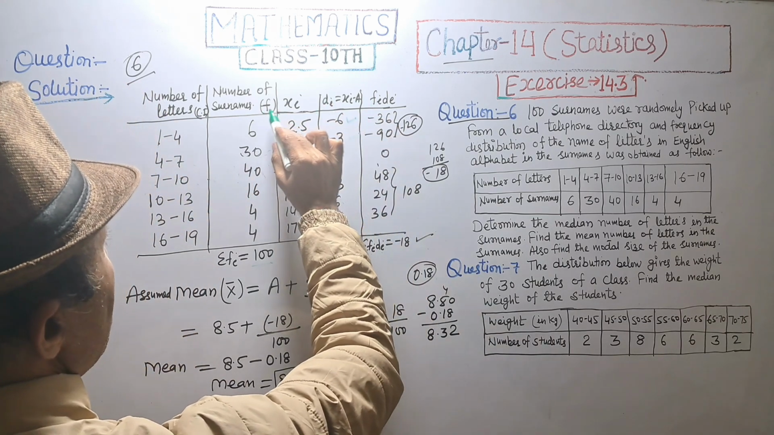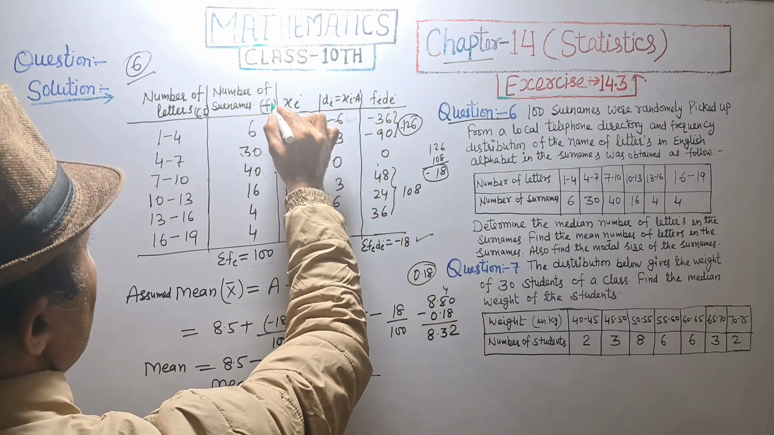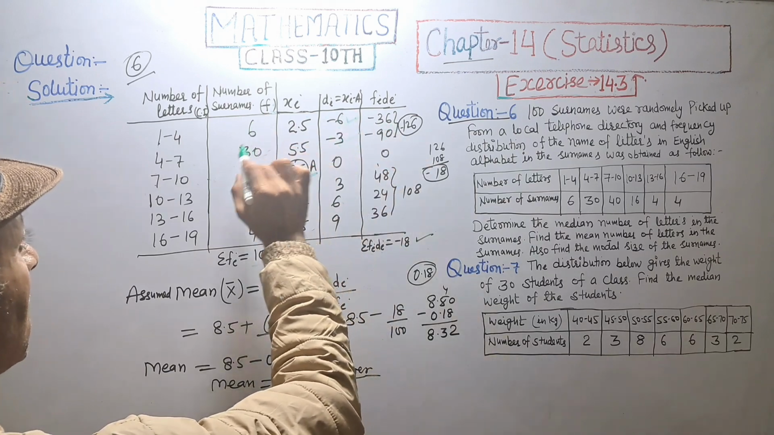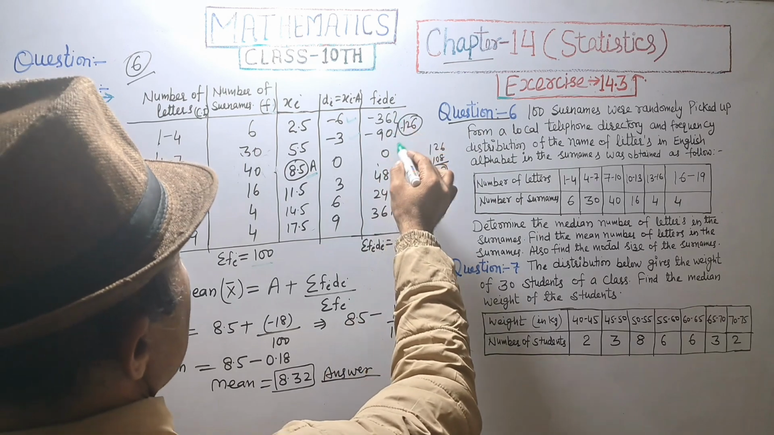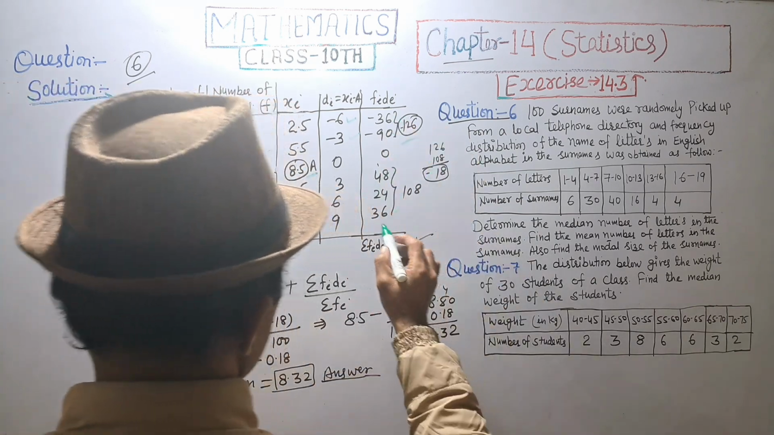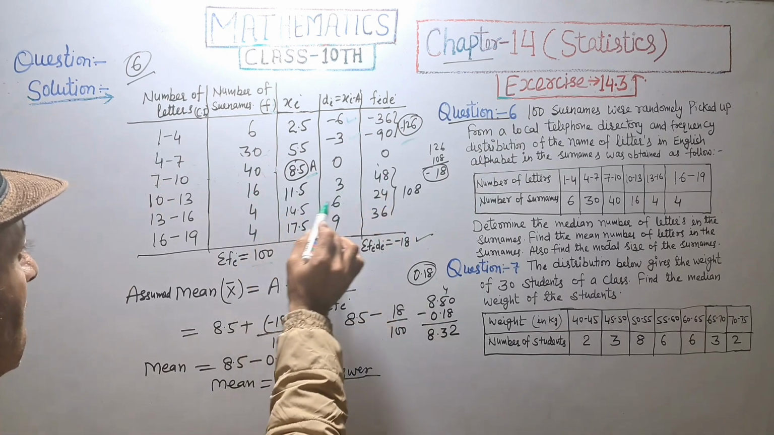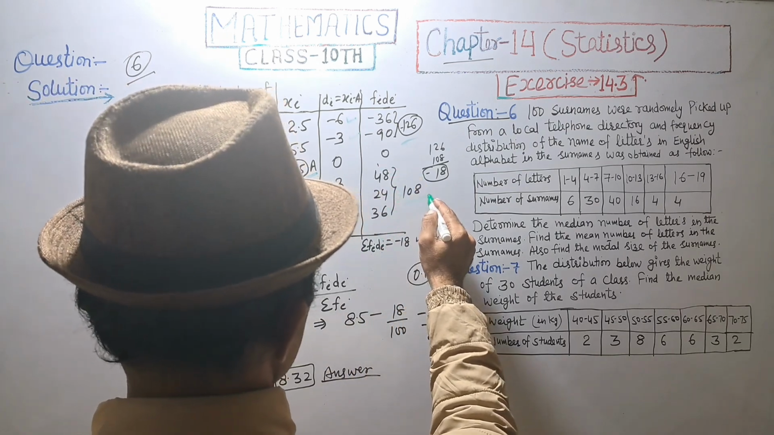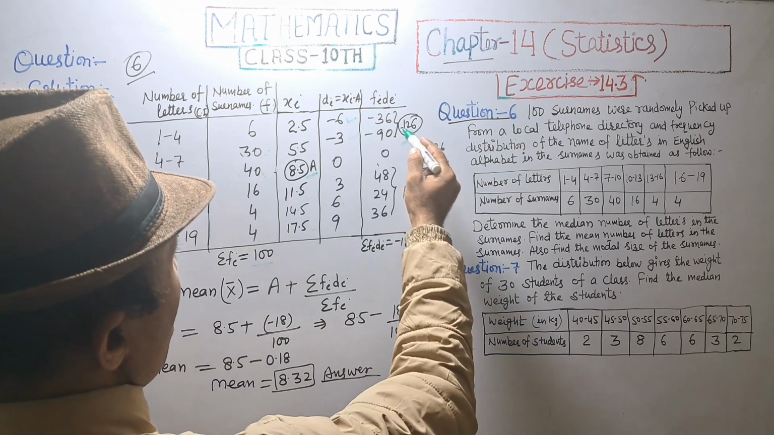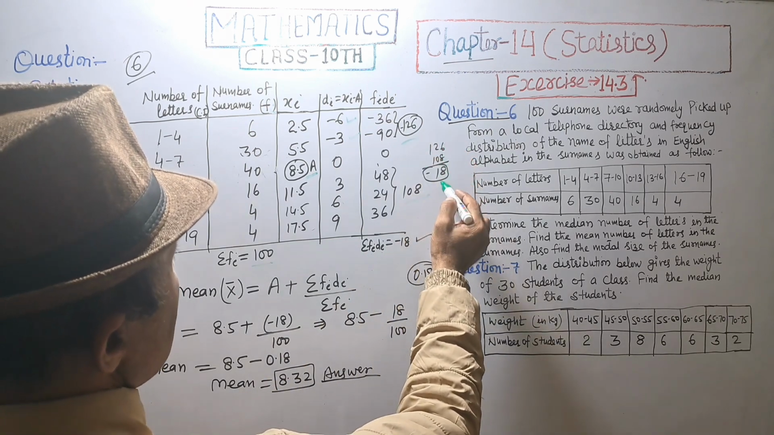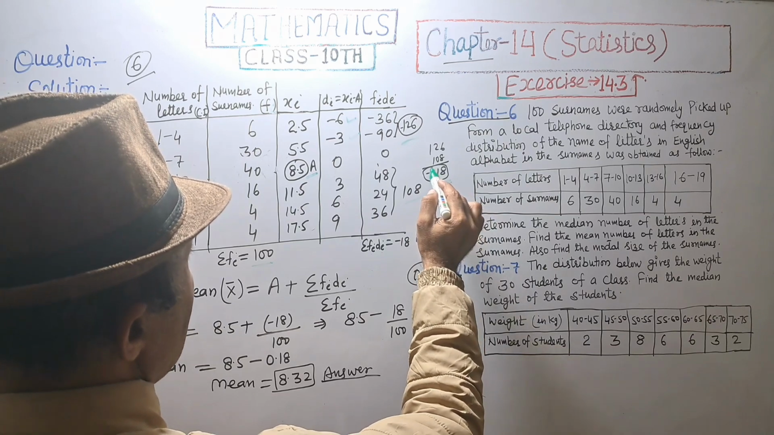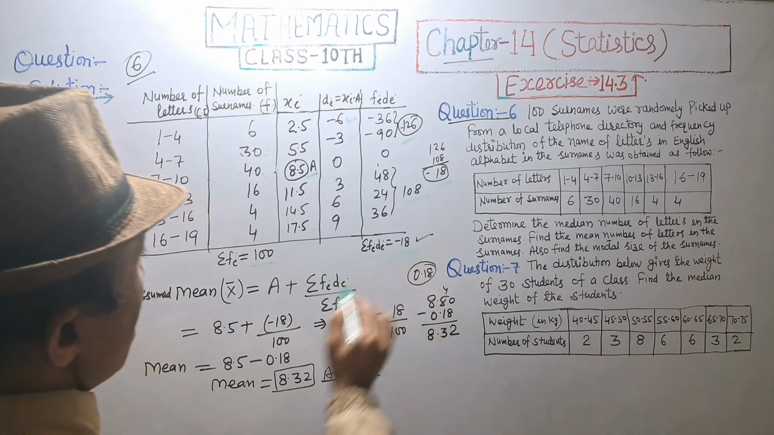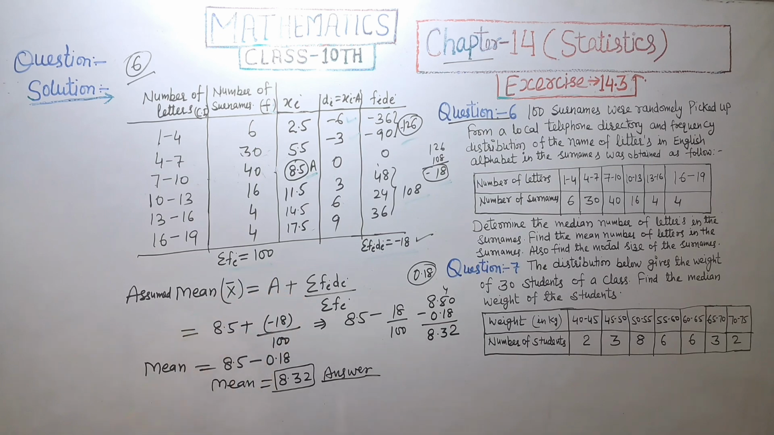Now multiply fi di. This is frequency fi, and di is minus 6, 6 6s are 36, minus 3, 30 3s are minus 90, and sum of negative numbers is 126, and 16 3s are 48, 6 4s are 24, and 9 4s are 36, and sum of positive numbers is 108, and 126 minus 108 is 18, but negative 126 is greater. So fi di is minus 18, and frequency equal to 100.